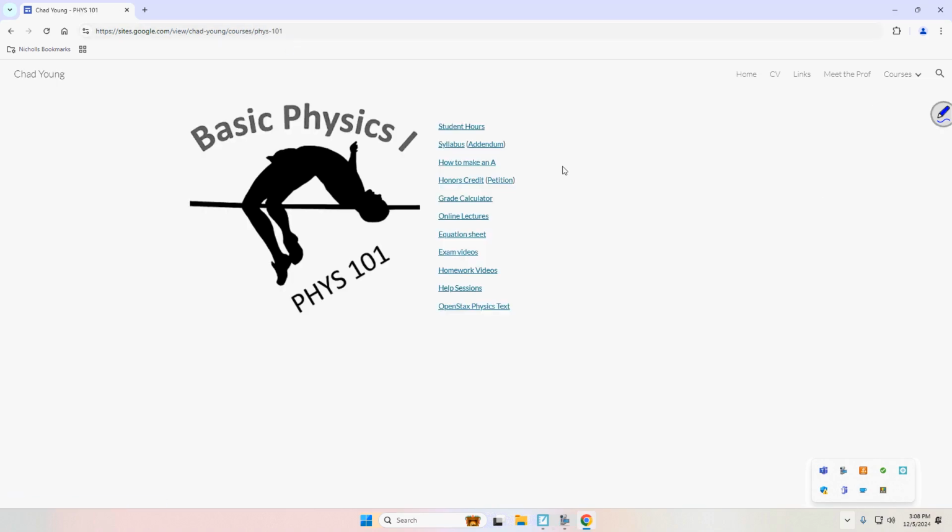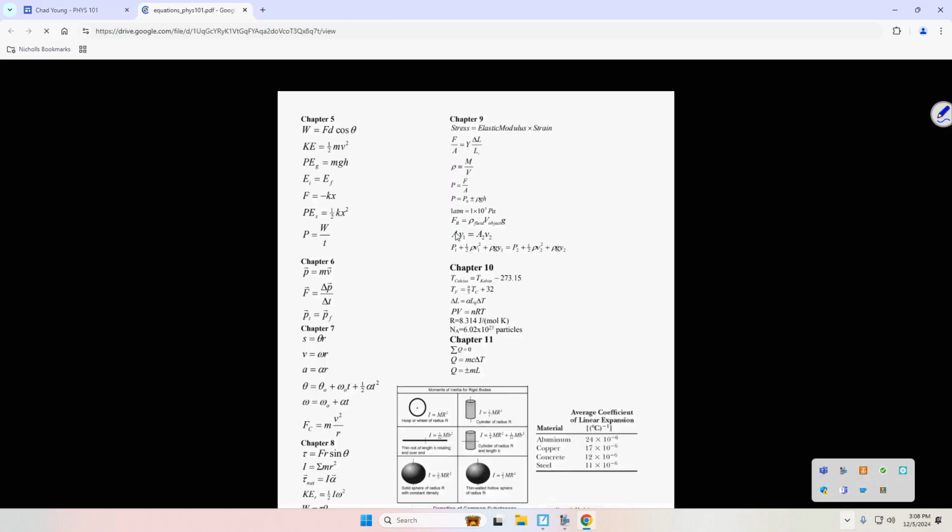You will have the full equation sheet. It'll be on a separate sheet so you can tear it off and look at it.